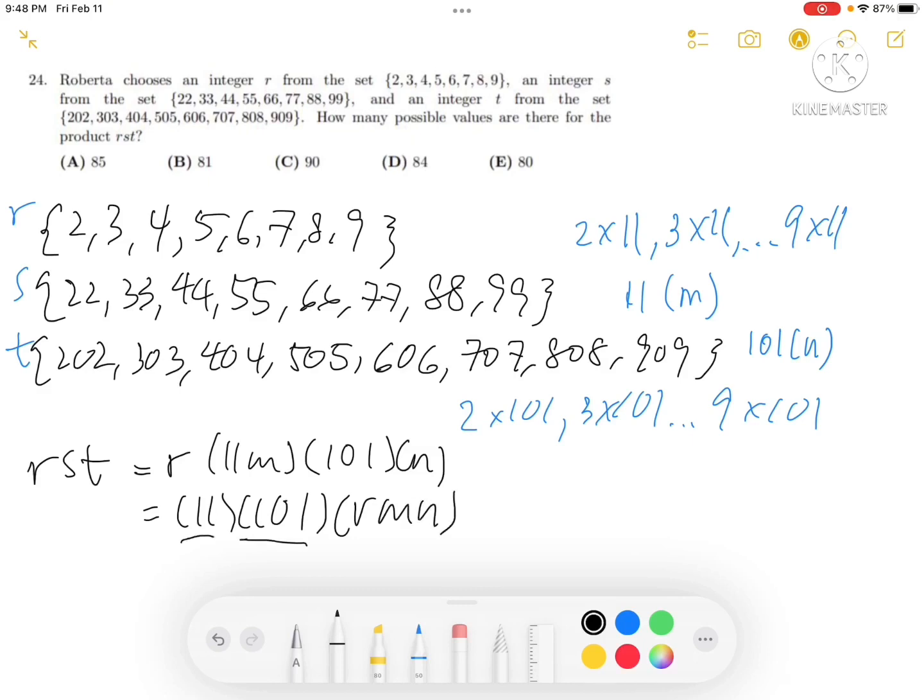Since 11 and 101 are all primes, and they're present in each of the products RST, it means that the number of possible values for RST is the same as the number of values for R, M, and N. So we just need to find the number of possible values for R, M, and N if we want to find the number of possible values for R, S, and T. So now we can analyze our sets. We should just do the analysis on the factors to count the number of total values of R, M, and N. Otherwise, it will be too tedious to list out each of the calculations.